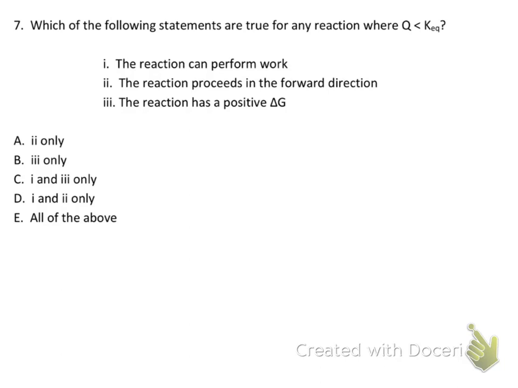This question asks us about what is the situation when Q is less than Keq. So remember, Q is the product-reactant ratio that we have, whereas K is the product-reactant ratio at equilibrium. It's the product-reactant ratio that this reaction is trying to get to.